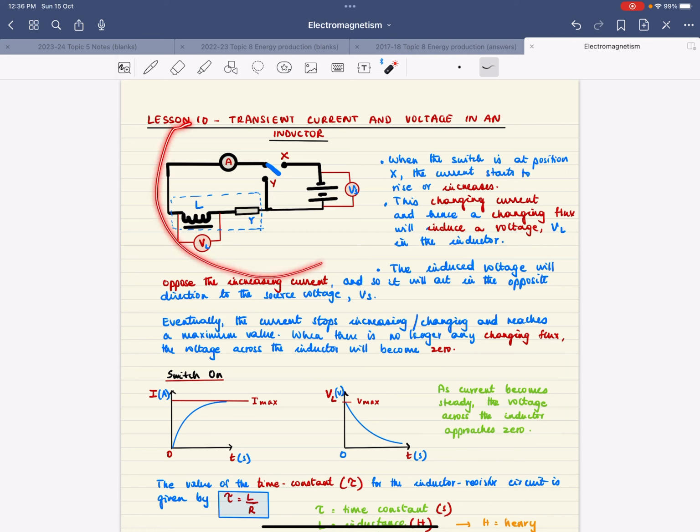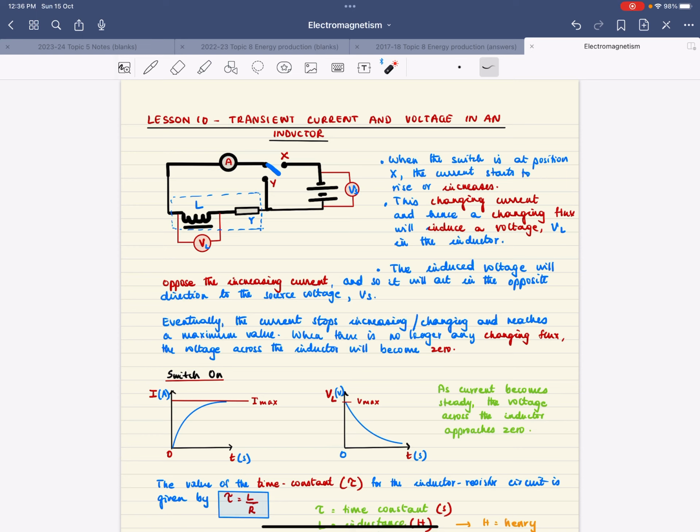Okay, so here's the diagram. So I've got an inductor, and this shows the resistance of the inductor. There's an ammeter to measure the circuit current. Here's your supply, and you can measure your supply voltage, and the switch can be connected either to X or to Y, or it can be in between, so it's kind of got three positions.